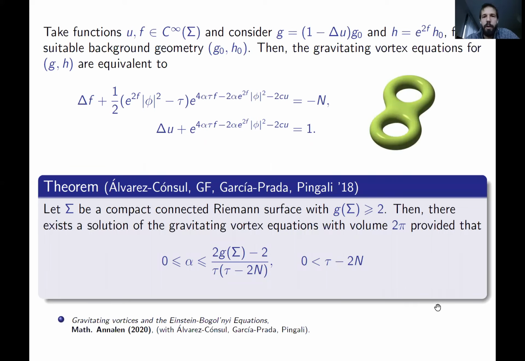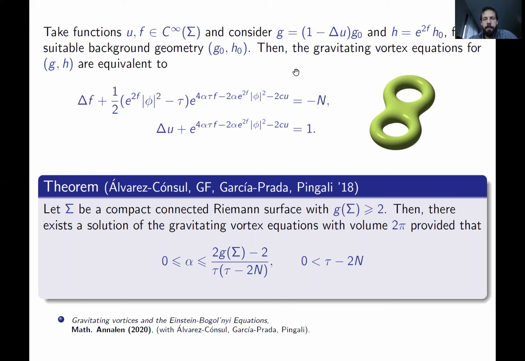And the first result I would like to mention is for genus bigger or equal than 2. So take functions U and F, and consider the following rescaling of the Kähler metric on the manifold and the Hermitian metric on the line bundle, for a suitable background geometry. Then the gravitating vortex equations that I showed you before for g and h are equivalent to the following system of PDE. This is a semilinear system of PDE where the only differential operator is the Laplacian of the background metric acting on both U and F. And the rest is some nonlinear mess, which involves the two functions U and F, exponentials, and the norm of phi squared with respect to the background metric.